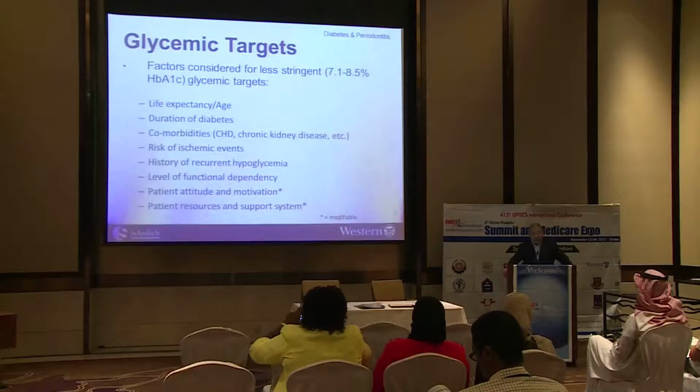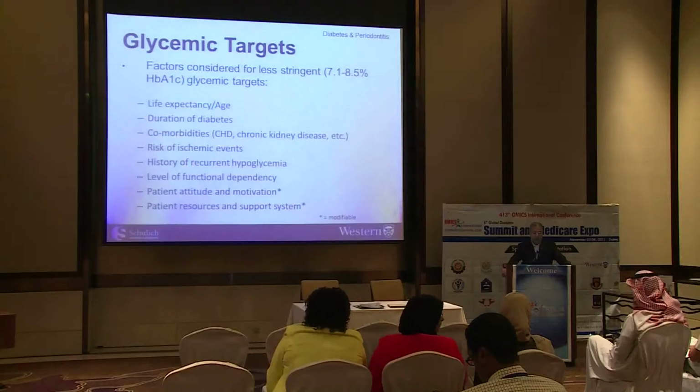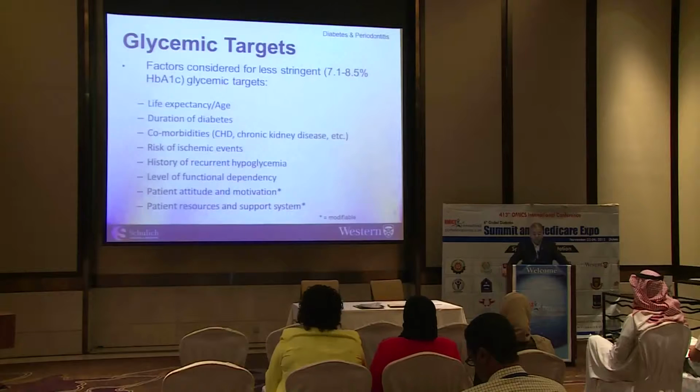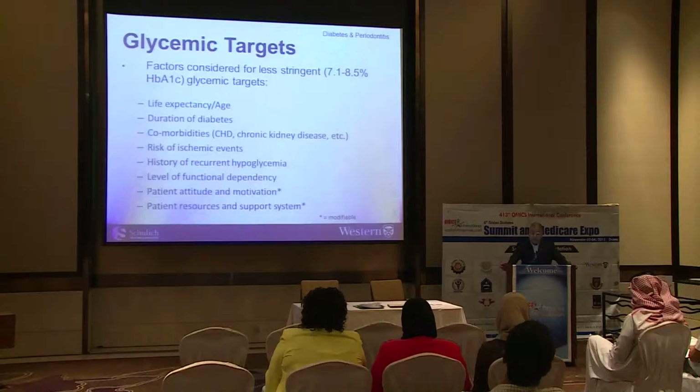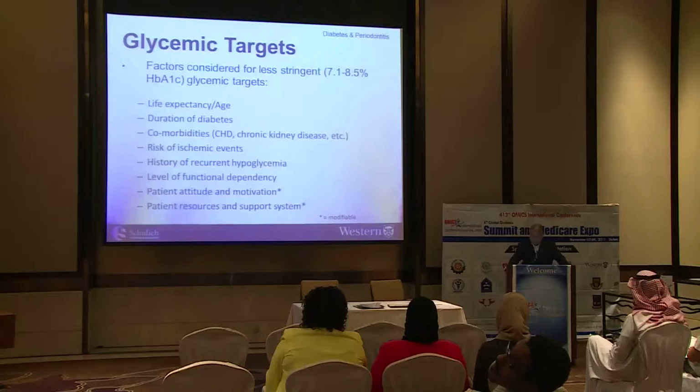And they take into consideration various factors of life expectancy, age, duration of diabetes, comorbidities like coronary heart disease, chronic kidney disease, risk of ischemic events, history of recurrent hypoglycemia, level of functional dependency, patient attitude and motivation, patient resources and support system. However, most of the patients which are diabetic may not be as well controlled, but they continue to give the medication, insulin, oral medications, and recently sodium glucose co-transporter 2 inhibitors have been introduced, and they have reduced the adverse events greatly in these diabetic patients who are not well controlled with the A1C.